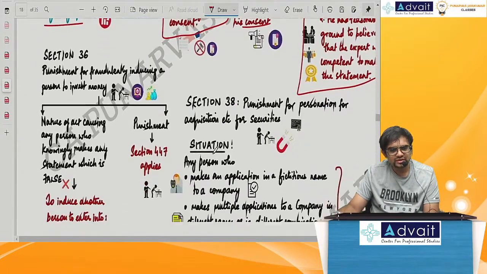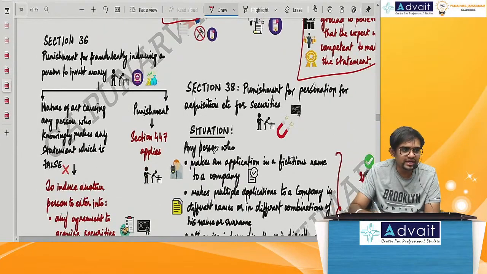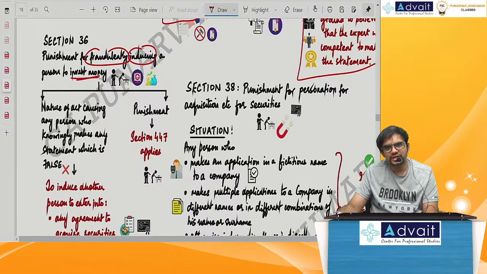Next, section 36 talks about punishment for fraudulently inducing a person. Fraudulently inducing a person to invest money.